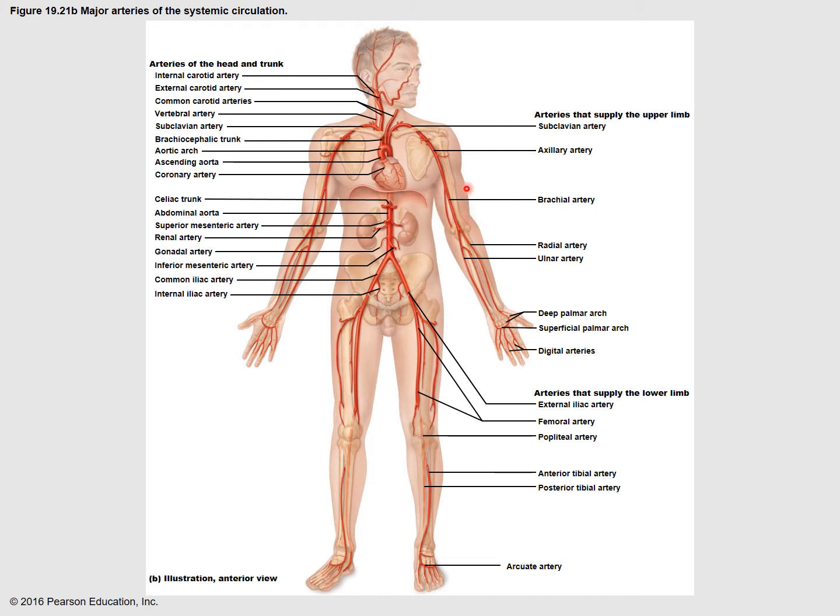So it would make sense that if you're looking for the brachial artery, that guess what? It will be in this region right here. Don't look for it in the leg. Axillary, that's the armpit. So this will be in this region right here by the armpit.